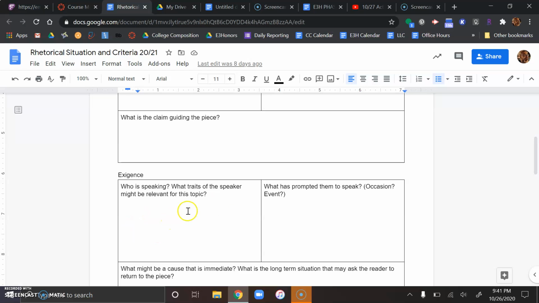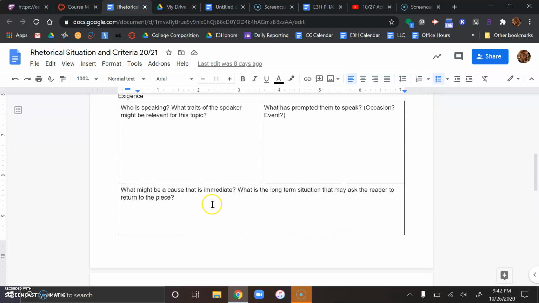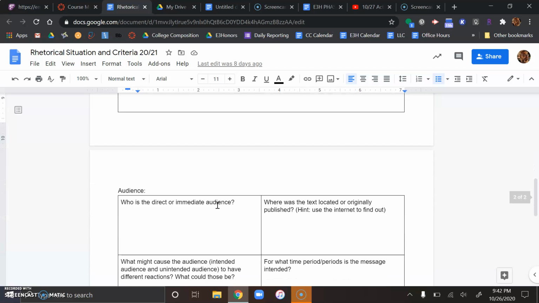Then the exigence: who is speaking, what can we tell about the speaker, what has prompted them to speak, what is the occasion, what is the event, what is the situation that they've decided to write about in the first place. What might be a cause that is immediate, or what could be a longer-term situation. Do your best to answer these questions. An immediate situation will be the thing that occurred that made them write it right away, but it could also be a long-term problem that they are seeing or detecting that they want to tackle.